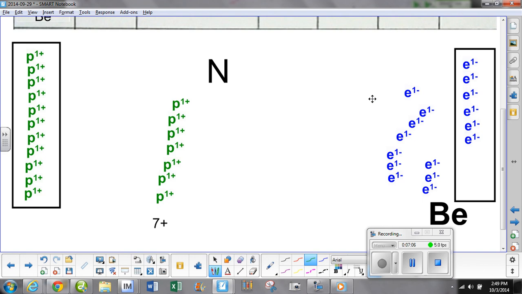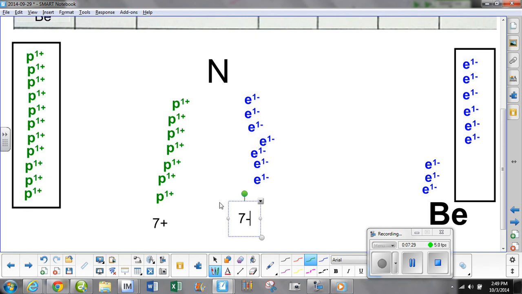Okay, let's go to the electrons. How many electrons did we say nitrogen had? Not the ion, but nitrogen, the atom. This is 7. Okay, here we go. 4, 5, 6, and 7. So what's our total negative charge? 7 minus. Okay, and so the net charge is equal to 0.